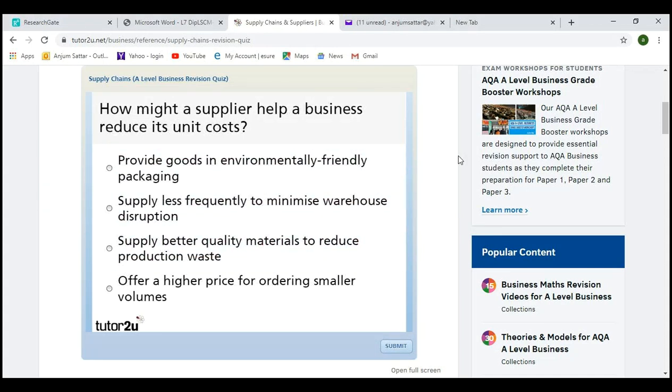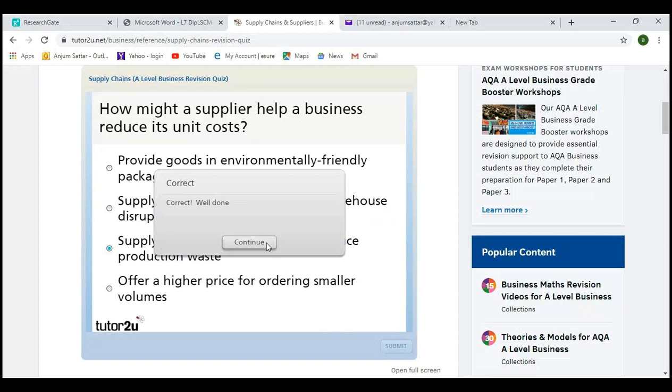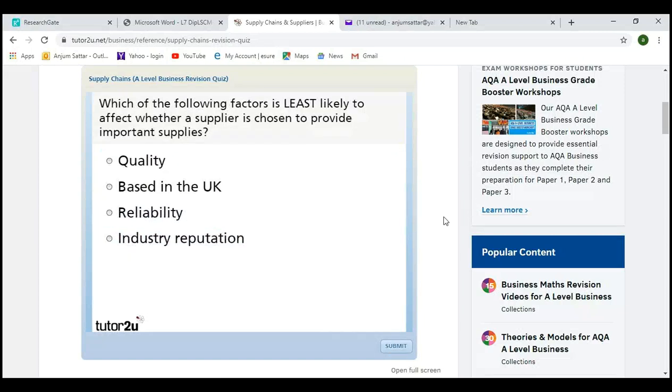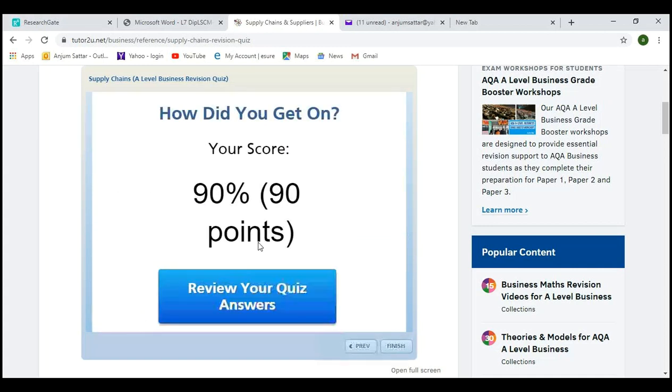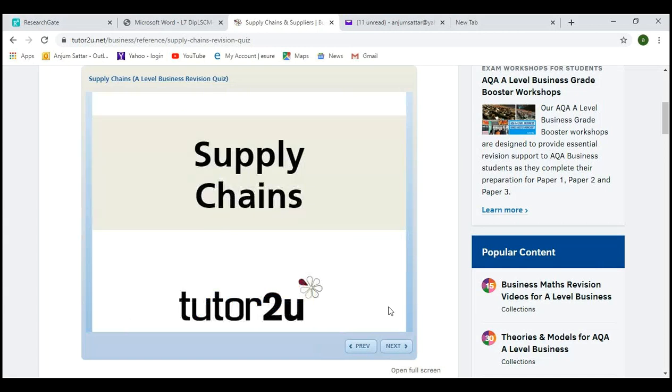How might supplier help a business to reduce its unit cost? Supply better quality material to reduce production waste. Third option. Well done, correct. Which of the following factor is least likely be affect? Based in UK. Correct, good. Well done, 90%.